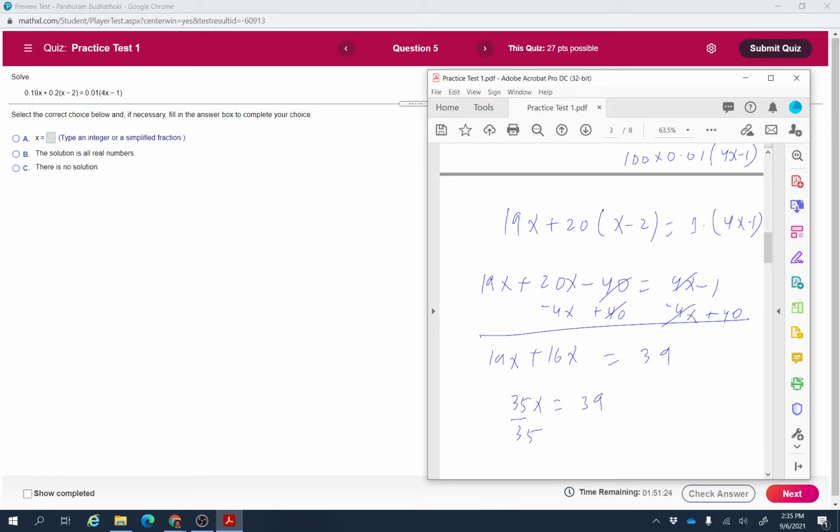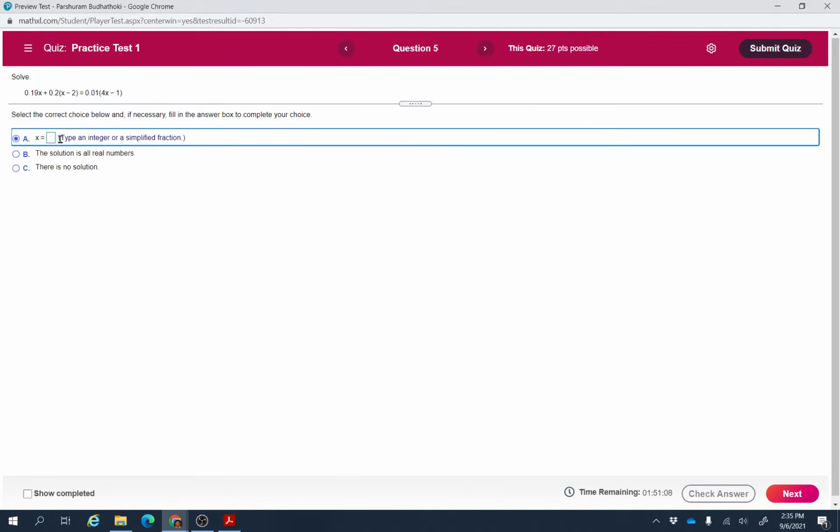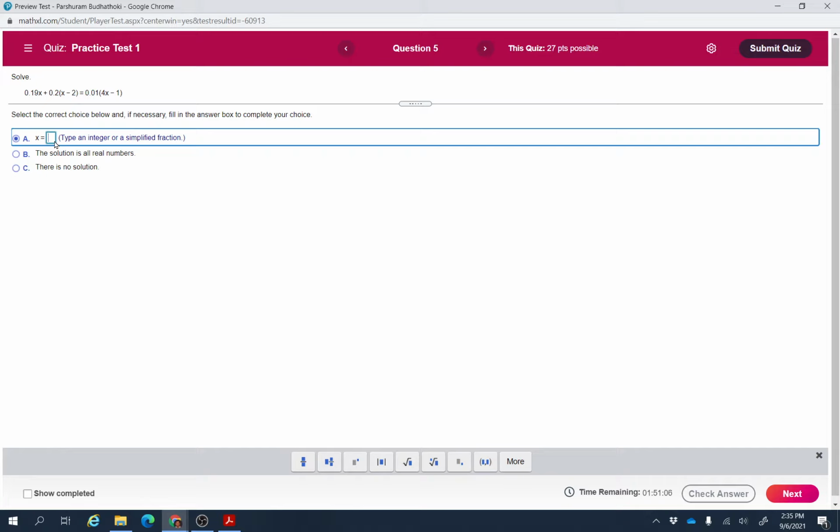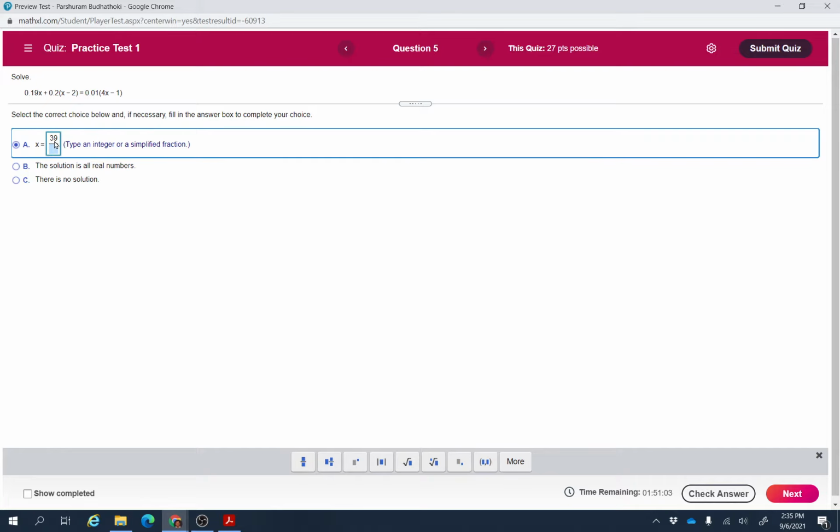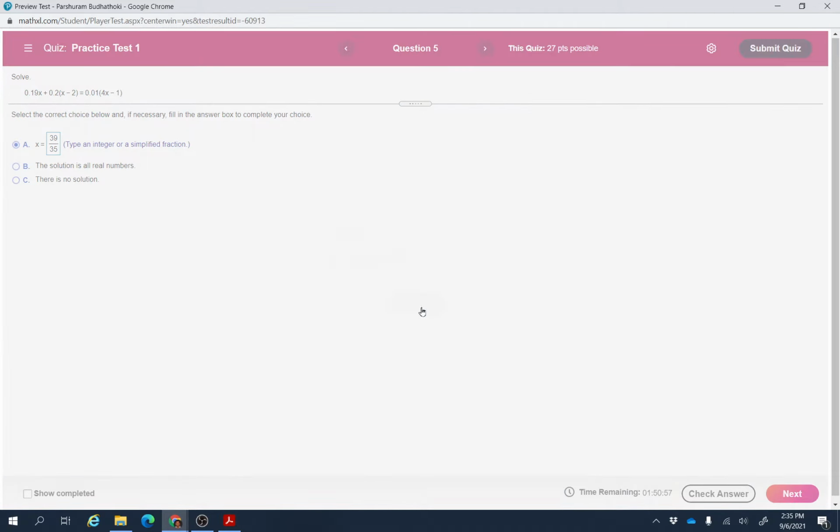So 16 plus 19, 35x equal 39. So if you divide both sides by 35, x is 39 divided by 35. That's the answer. Type an integer or simplified fraction. 39 over, I guess it's correct.